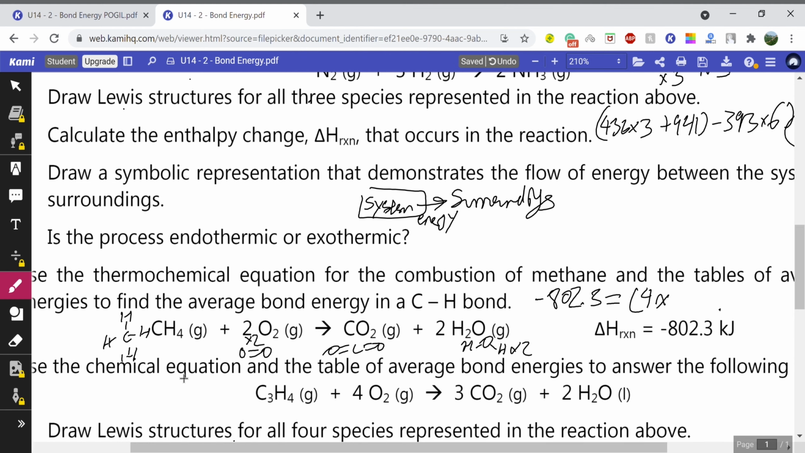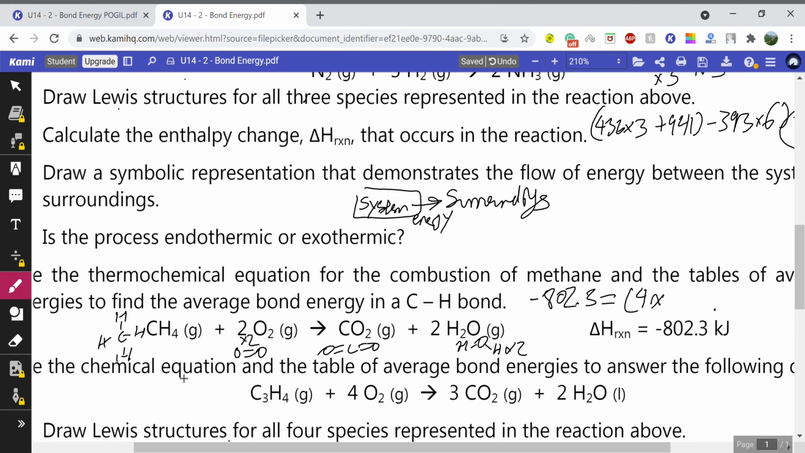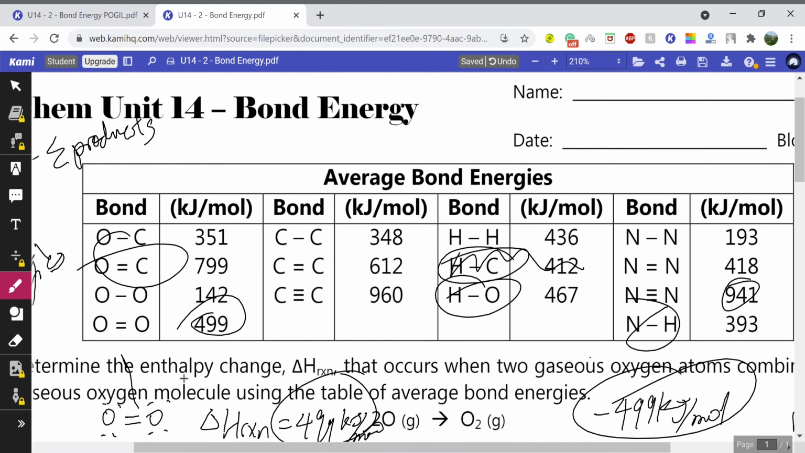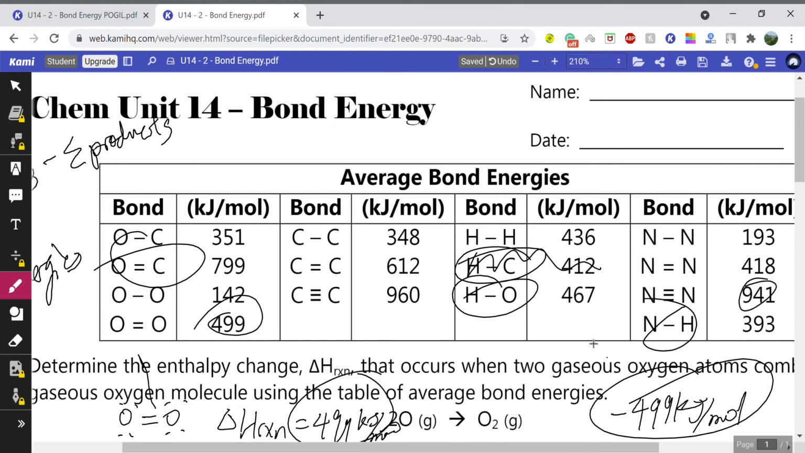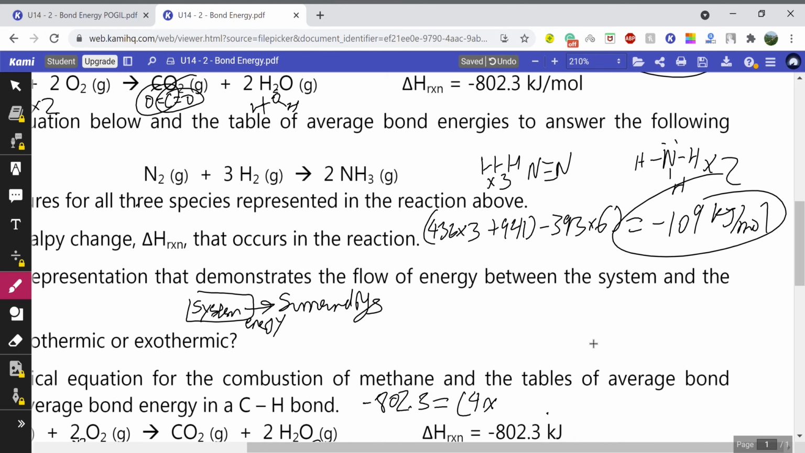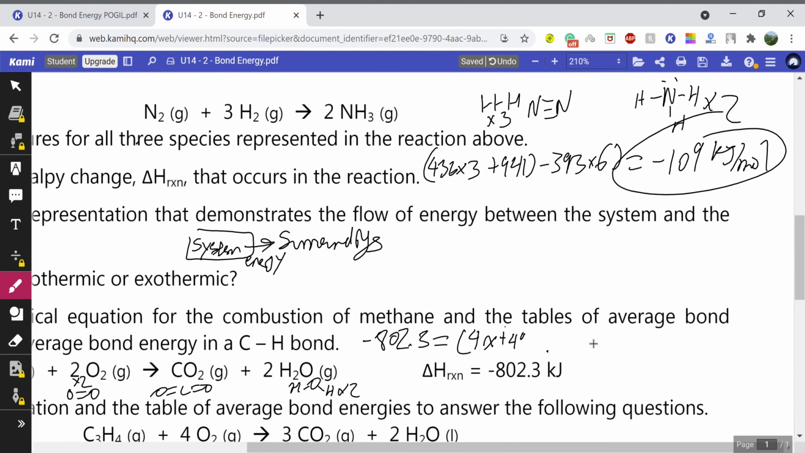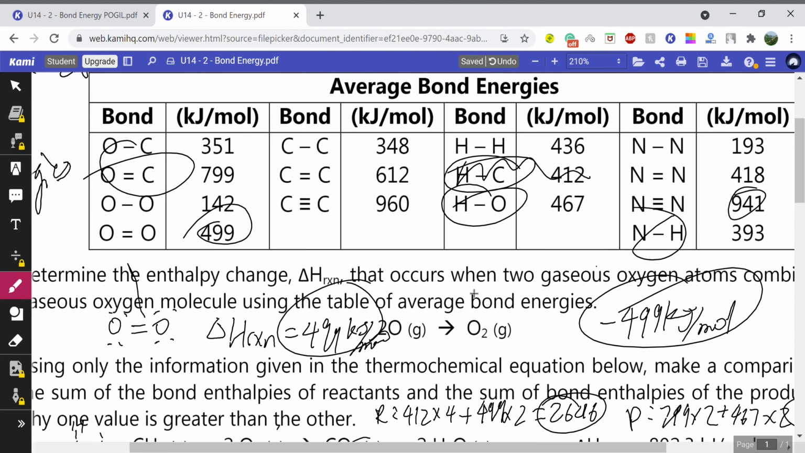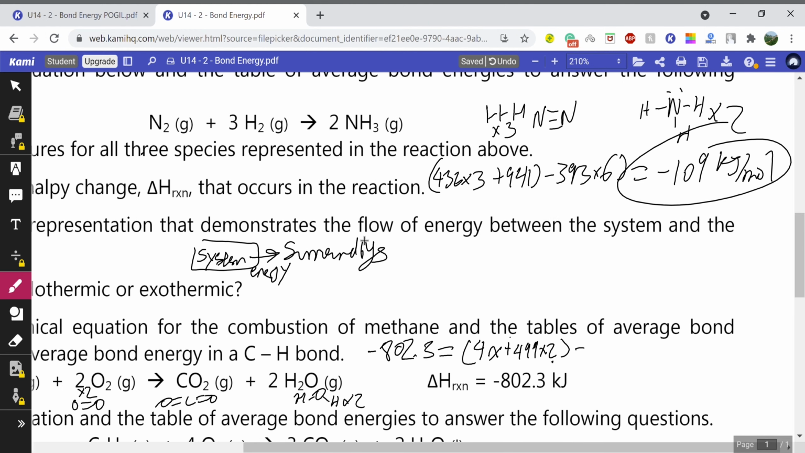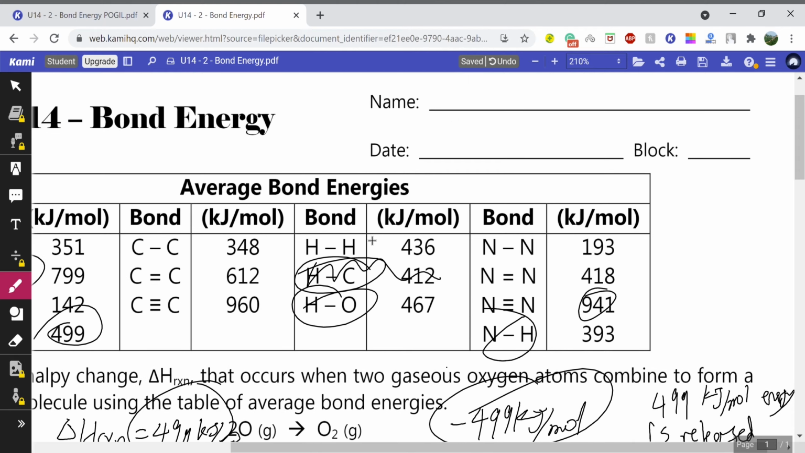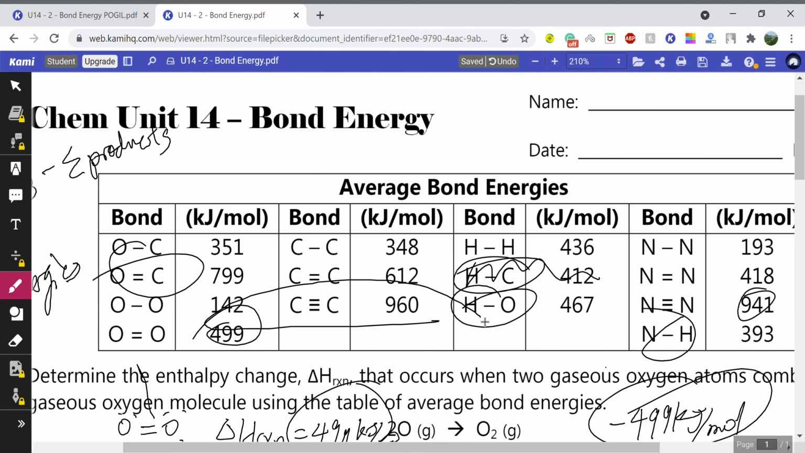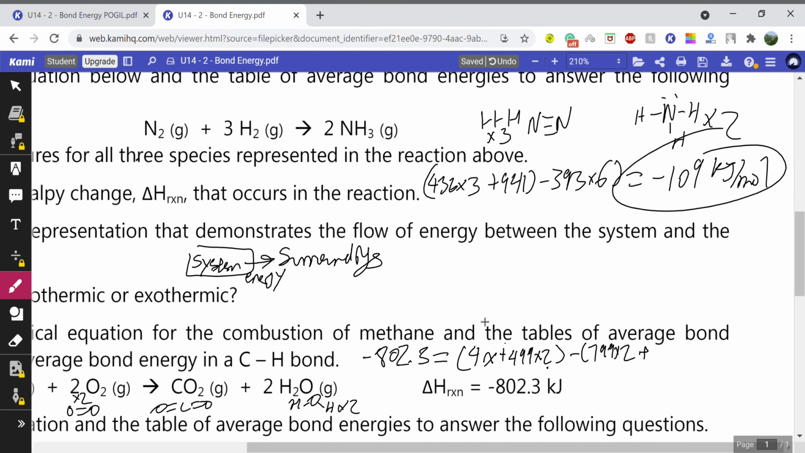Now let's put everything else in. What is the O double bond O energy? It's going to be 499. 499 times 2, minus the C double bond O, which is 799 times 2, plus the H dash O bond, which is 467. And we have 4 of those.